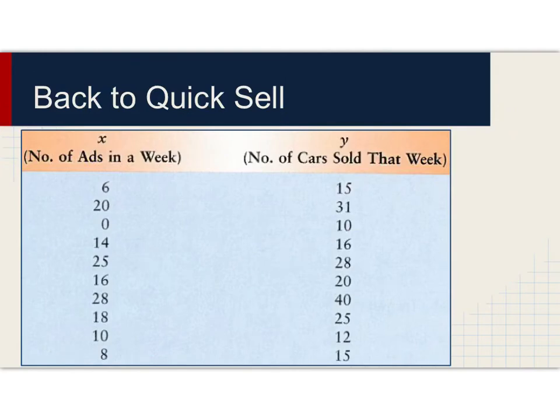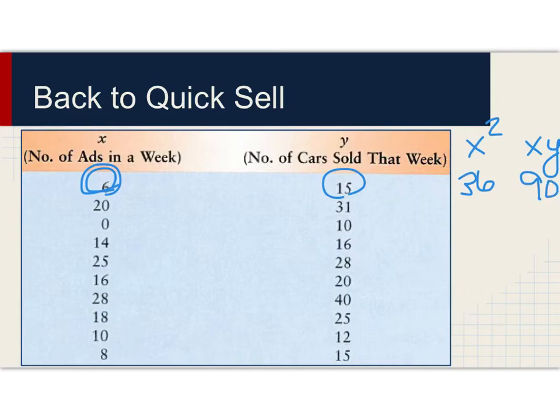See, here's how this will look for Quicksell. I want you to create in your notes a table that has x and y, but on top of that, you're going to need 2 more columns. Create an additional column that's labeled x squared, and one more column called xy. So that, for example, for the first row, 6 times 6 is 36, so that'll be our x squared. And 6 times 15 is 90, that'll be our value for xy.